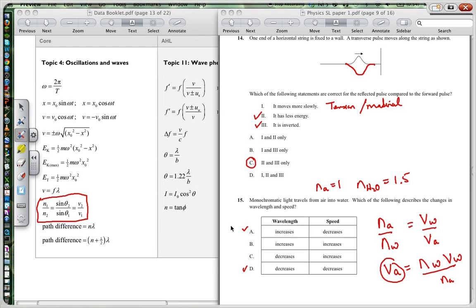Now what about the wavelength? Because your velocity is equal to frequency times wavelength, and what's important to remember is that the frequency doesn't change, therefore the lambda must change, and it's directly proportional. So if your velocity is decreasing, your lambda must also decrease. So the answer is going to be D over here. Both of them decrease.